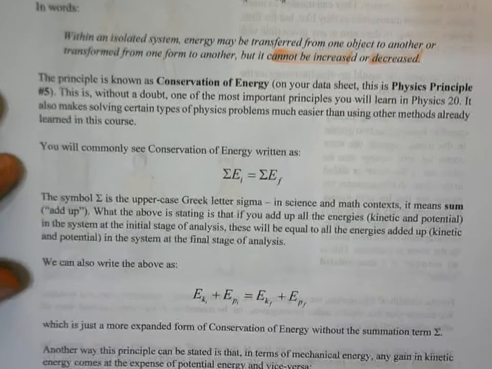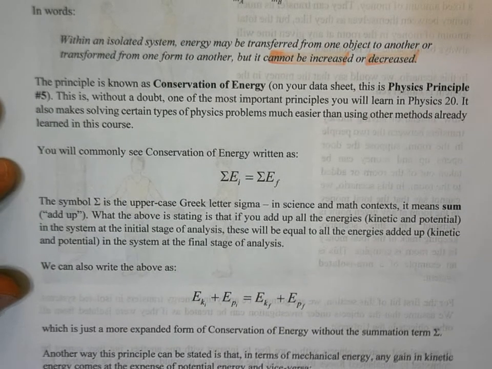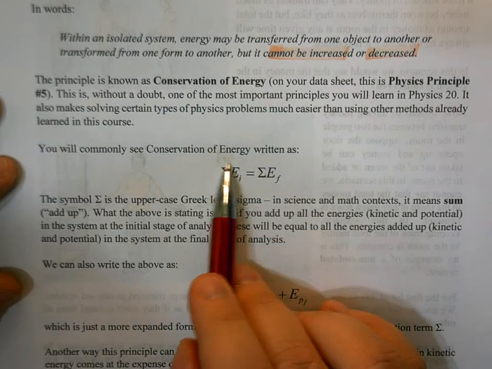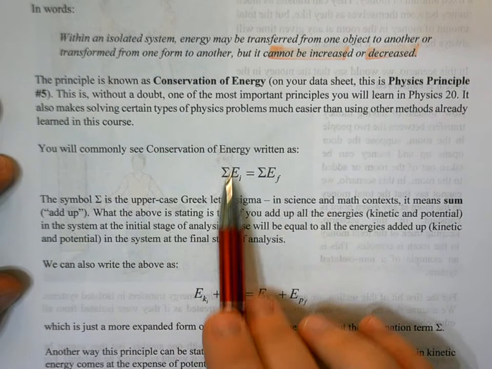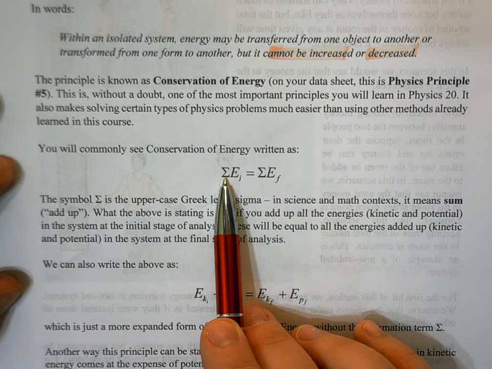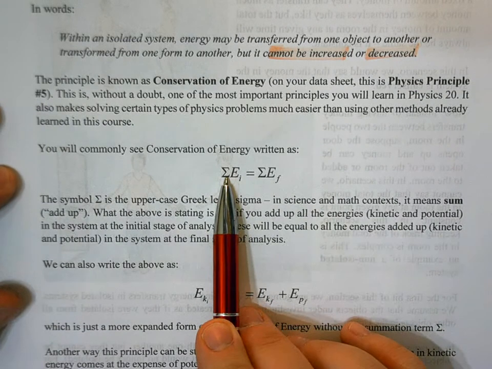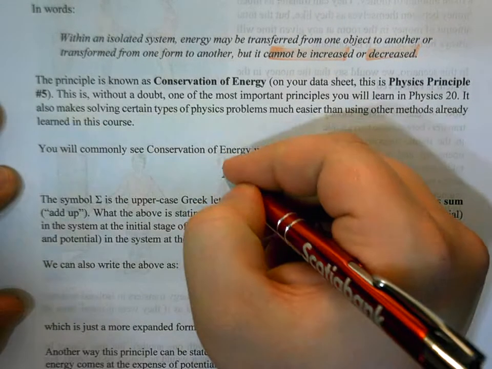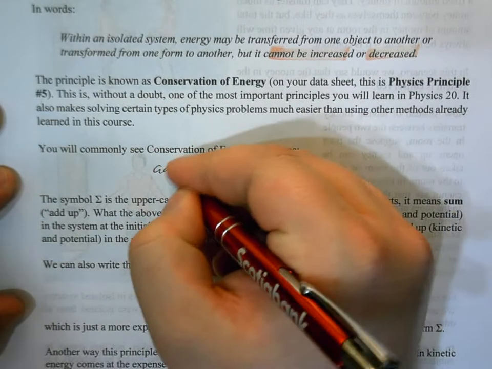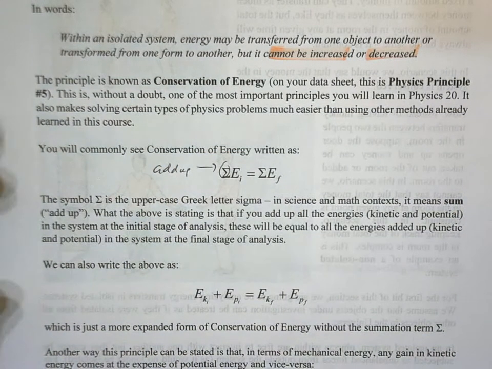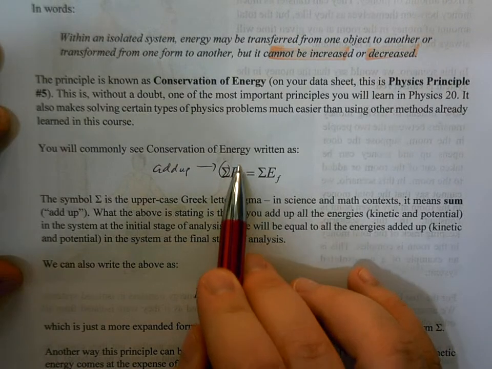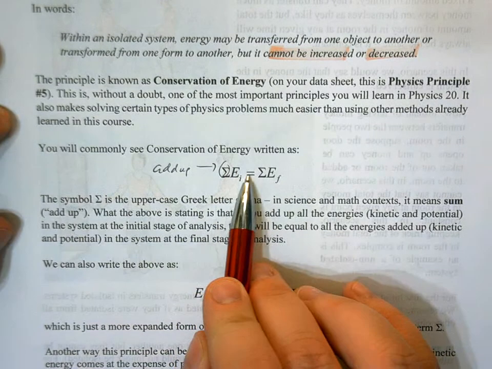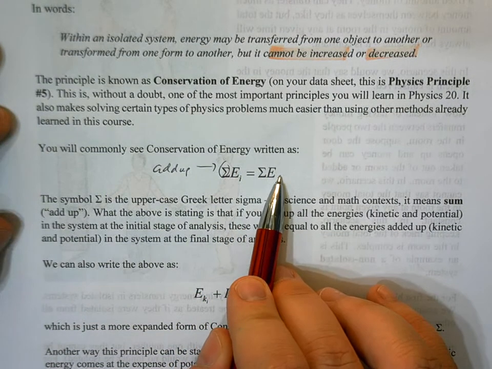Commonly, though, you may see conservation of energy written like this. You may see the symbol ΣEi equals ΣEf. This symbol is the uppercase Greek letter sigma. Basically, what this symbol means is add up or sum up. What this is trying to communicate is that the sum of all the initial energies is equal to the sum of all the final energies.